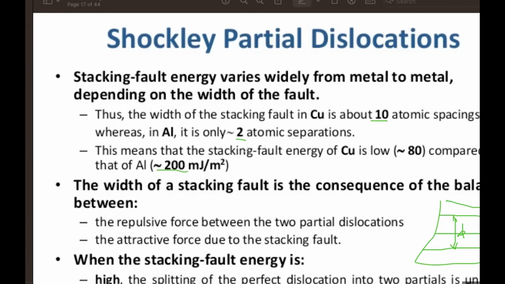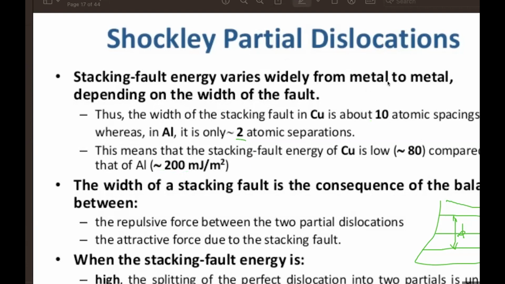That means a very high stacking fault energy. Gold is very, very low. So if the separation distance d is equal to 0, we have a very high stacking fault energy, which means the stacking fault width is very, very low. Stacking fault energy and stacking fault width are just inversely proportional.